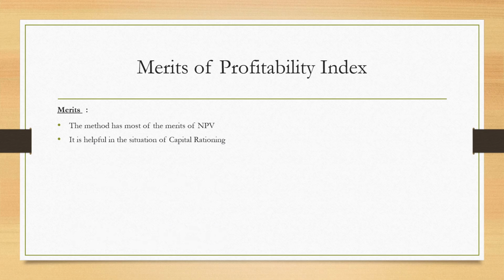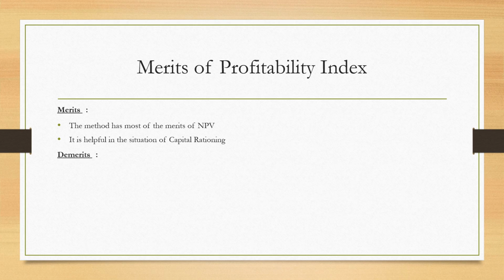Secondly, the most important benefit is this method is helpful in the situation of capital rationing. Now, capital rationing is a situation where there is a cap or where there is a limit on the amount of expenditure which a firm can undertake. Now, there are many reasons for capital rationing and we don't go in details, but when such situations are there, then the project which gives the highest profitability index will be selected.